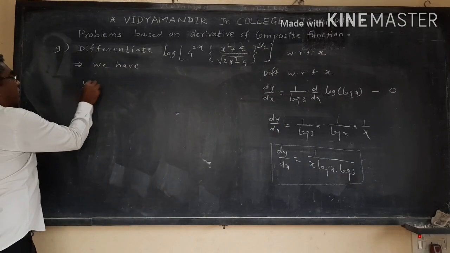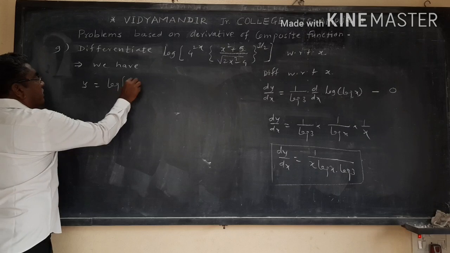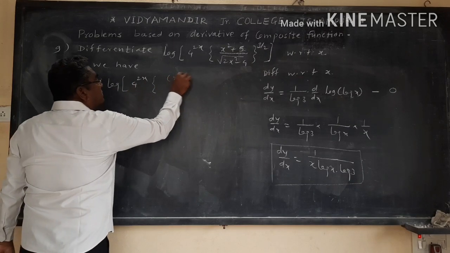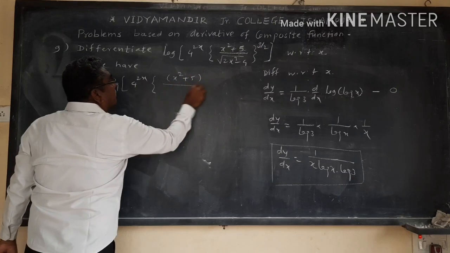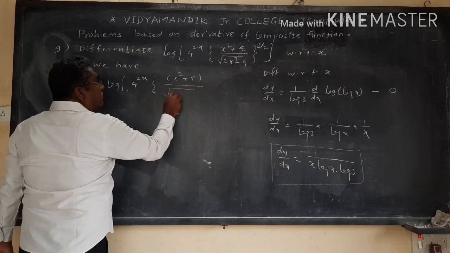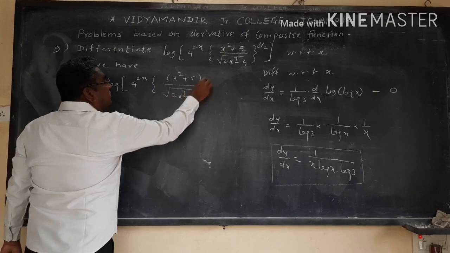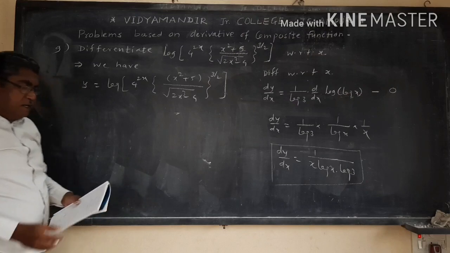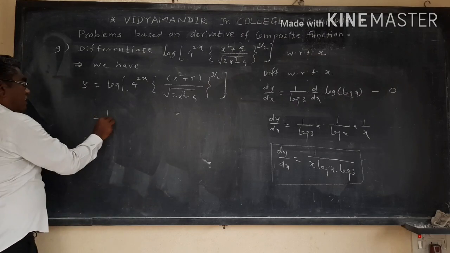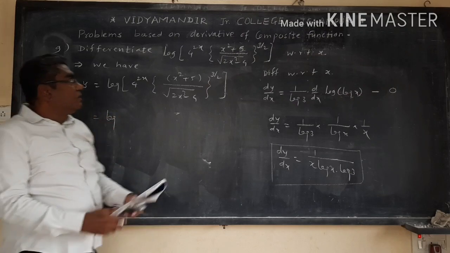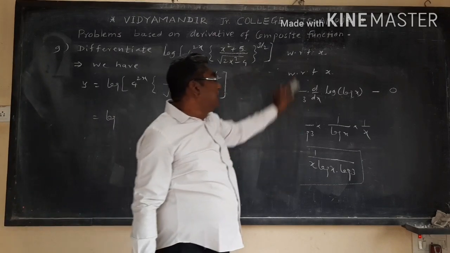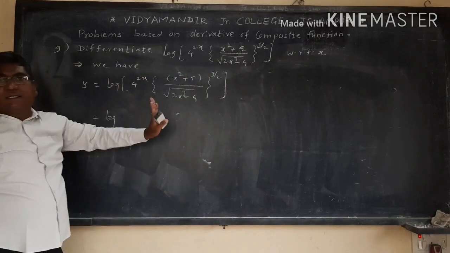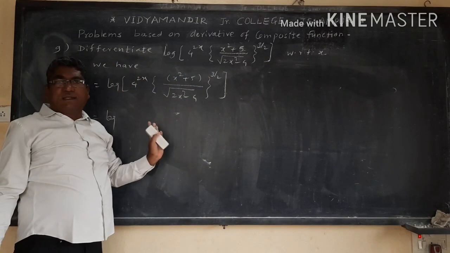We have y equal to log of 4 raised to 2x, x square plus 5 upon root 2x cube minus 4, raised to 3 by 2. So we have to simplify first and then differentiate. While simplifying, we have to use the laws of exponents quite a lot here.